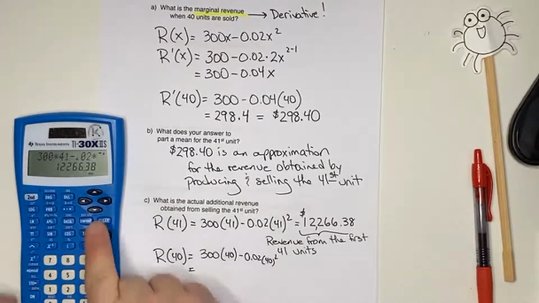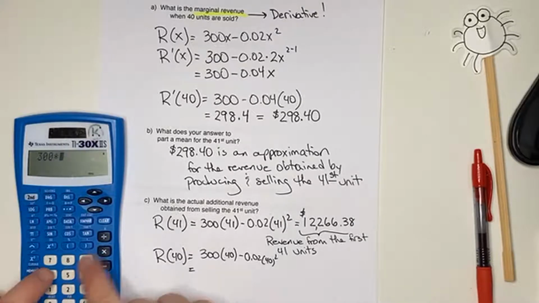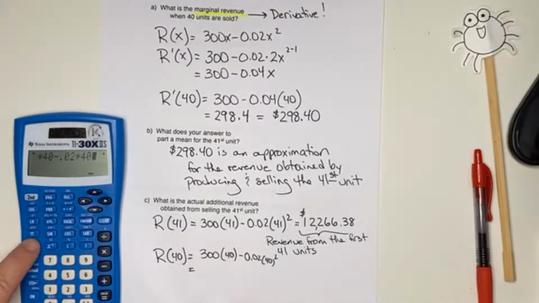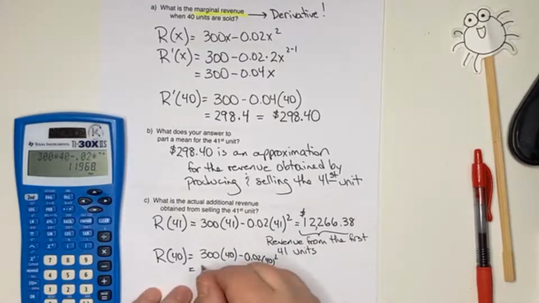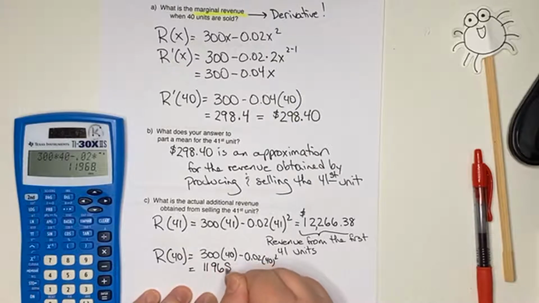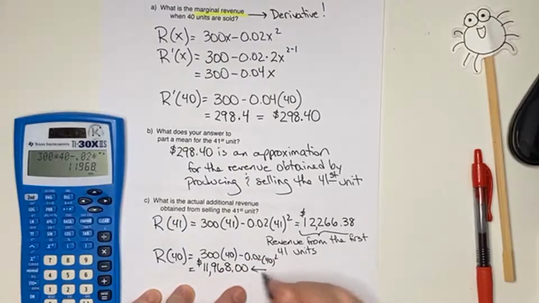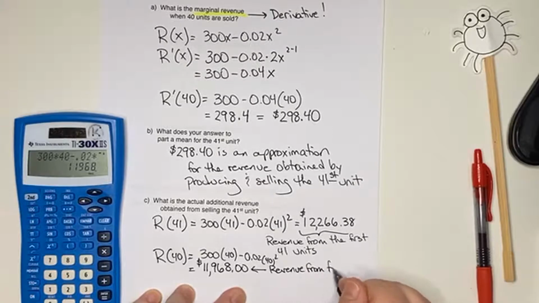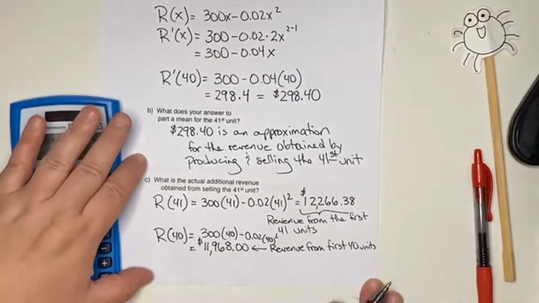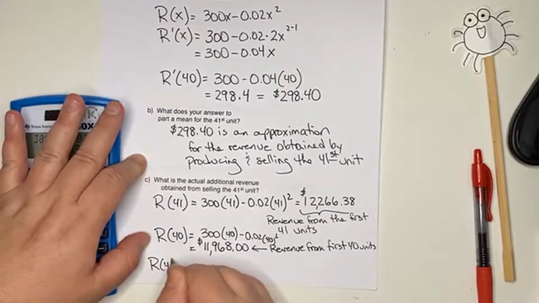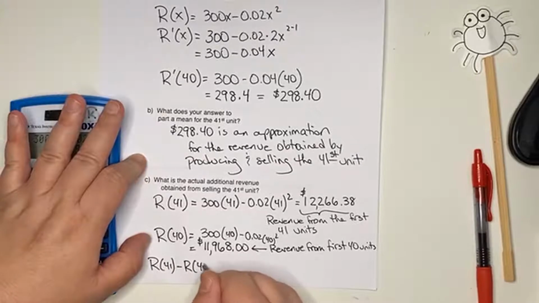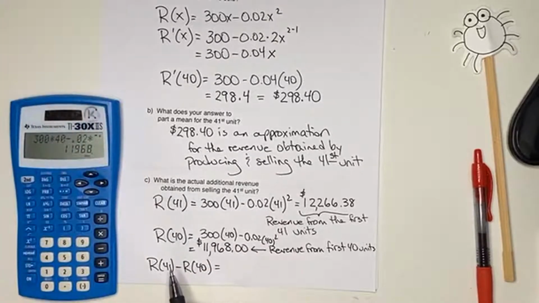Sorry, I kind of careened into the last one. So 300 times 40 minus 0.02 times 40 squared, and that's equal to 11,968. Okay. Revenue from the first 40 units. And then what I do is I take R of 41 and I subtract R of 40, and that will just give me the 41st one.